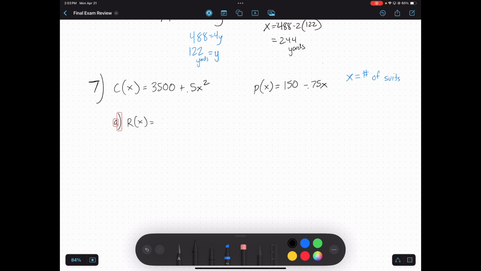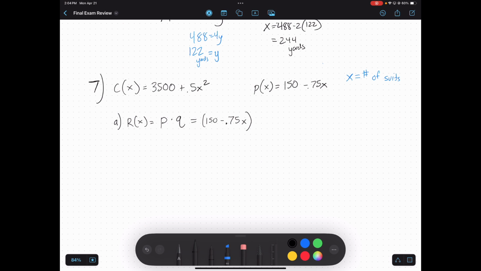How do we commonly calculate revenue? Price times quantity. I'm just going to use that basic revenue equation that we've used before in this class. Price times quantity. But tell me about the price. It depends on the quantity. How? I have an equation for it. And it depends in this specific way: 150 minus 0.75x, right? That's my price equation.